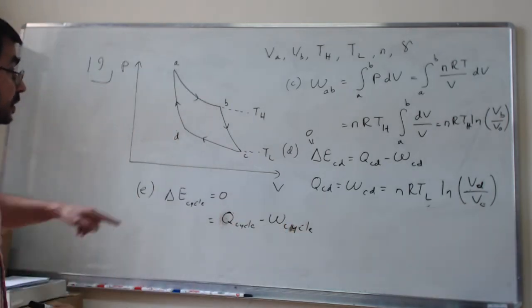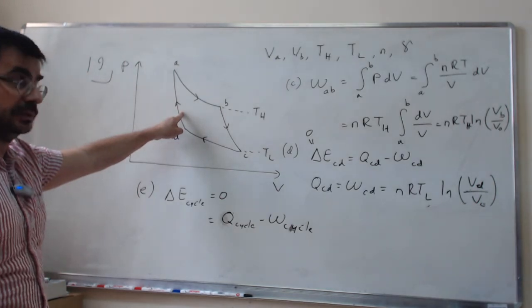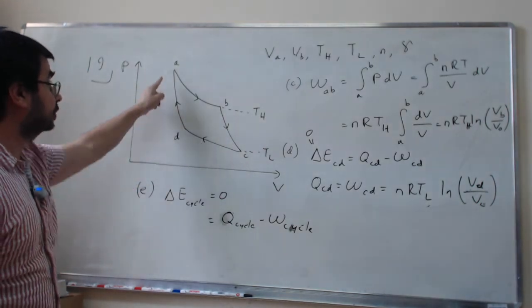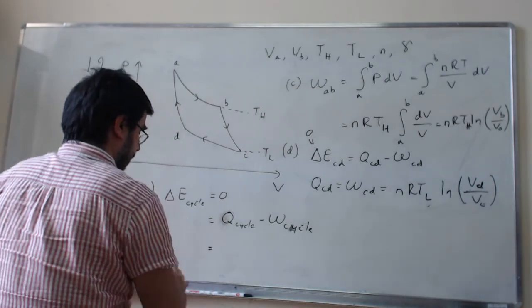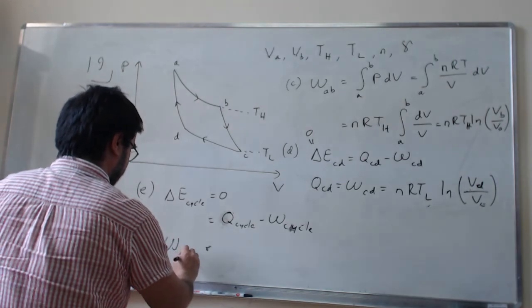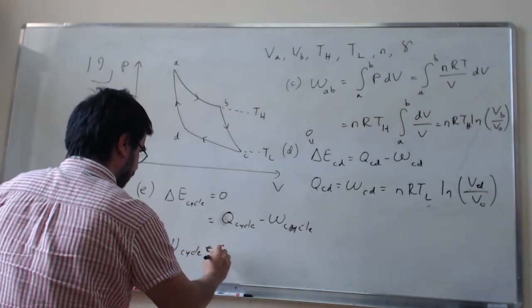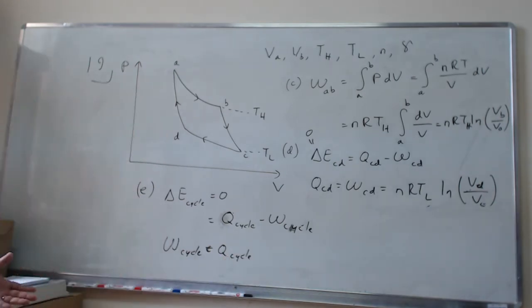And so these two processes are adiabatic, so there is no heat transfer from going from B to C or from B to A. So if I write this, first of all, I can write that W cycle, the work done over the whole cycle, is just the heat changed from the cycle. This is just conservation of energy, right?